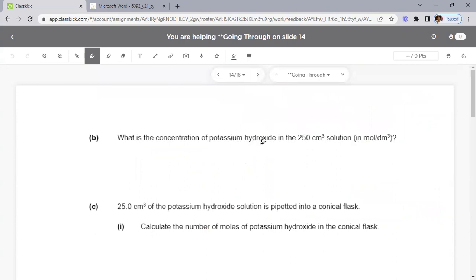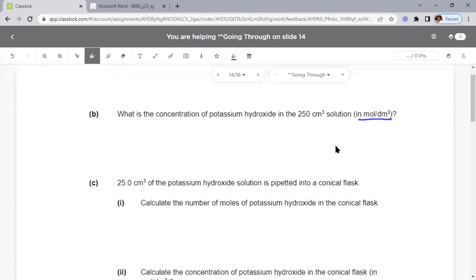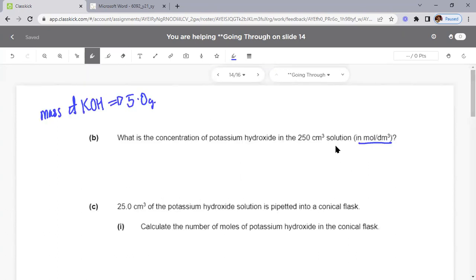What's the concentration of potassium hydroxide in 250 cm3 in mole per dm cube? So this is where the question comes. How do I go about doing this? Let me help a little bit. What I have is the mass of KOH, which is 5 grams. What I have is the volume of the solution, which is 250 cm cube.